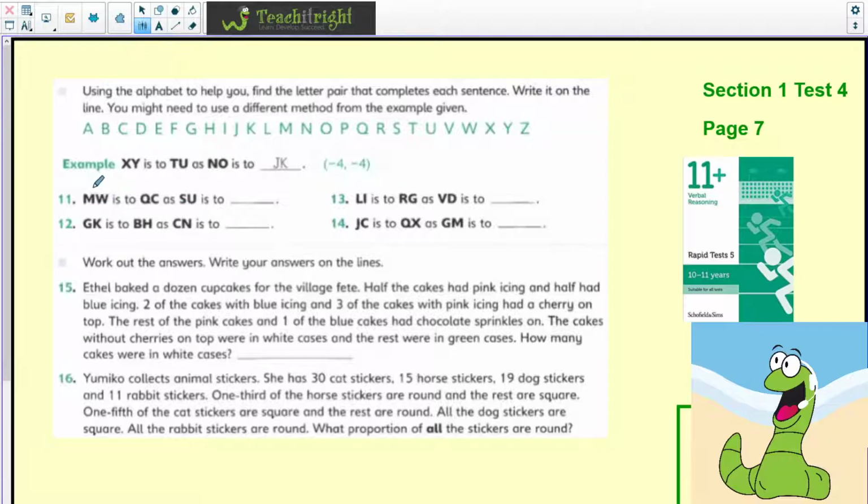So we've got M to Q. So let's see what M to Q would be. 1, 2, 3, 4. So plus 4 on that first letter. So let's get S and plus 4. 1, 2, 3, 4. So the first letter required here is W.